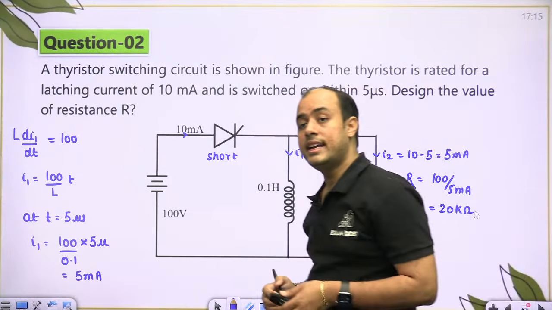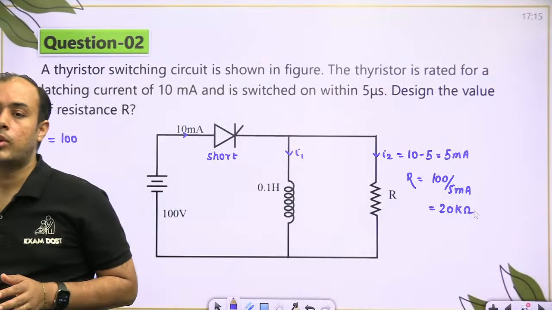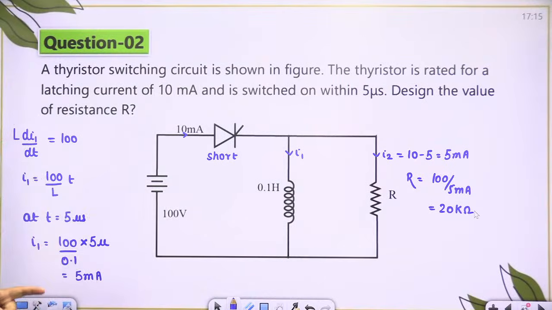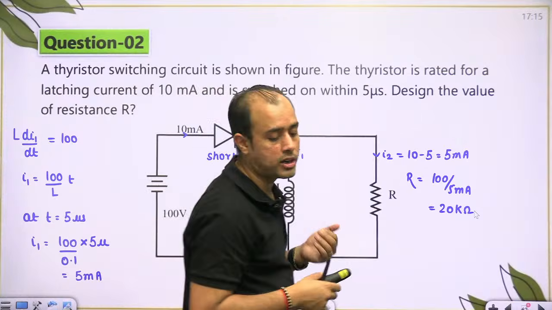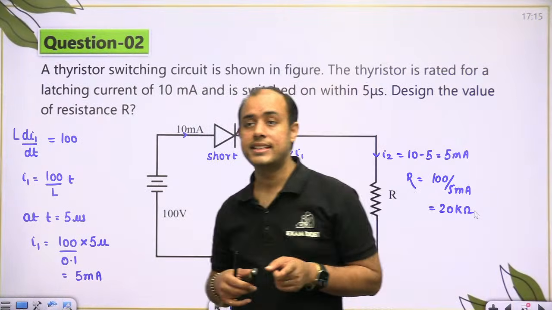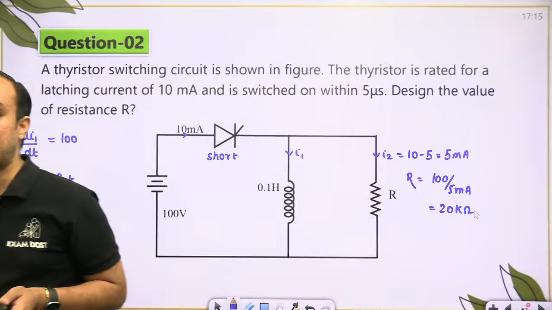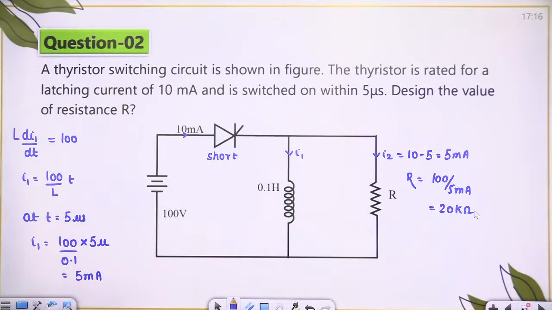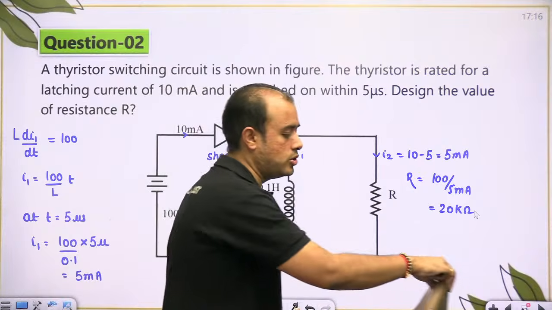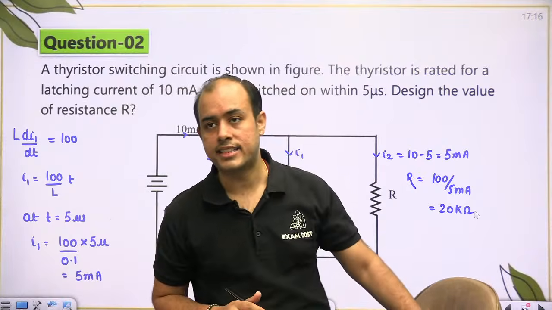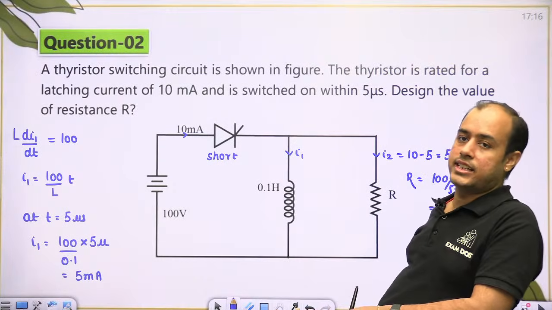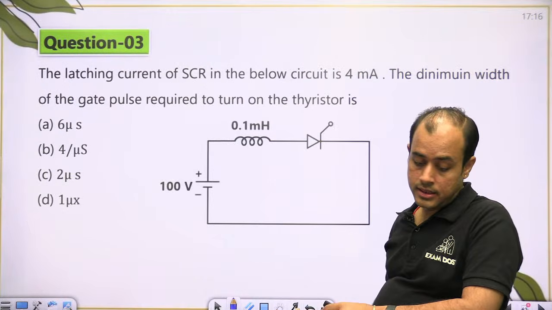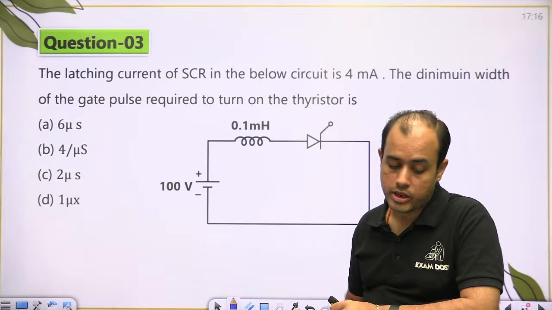So you can take a resistance less than 20 kilo ohm, but do not take more than 20, because less than 20 means more current, which means SCR current will be above the latching current. That is fine. It should not be below latching current. Do you understand? There is no problem if the SCR current goes above latching, but it should not go below latching, beta. That is important. Okay, next one, similar question.